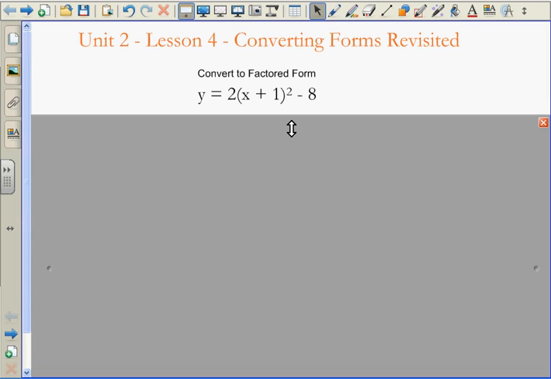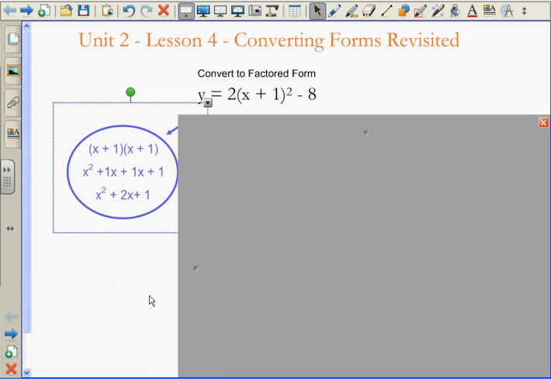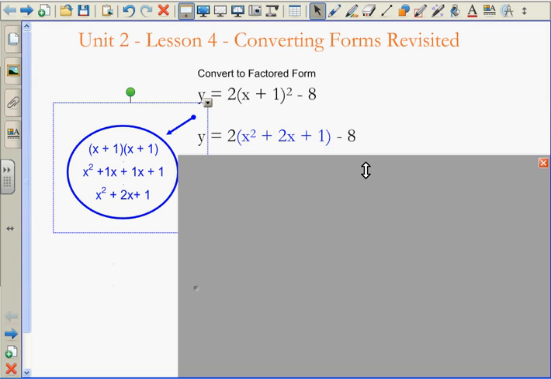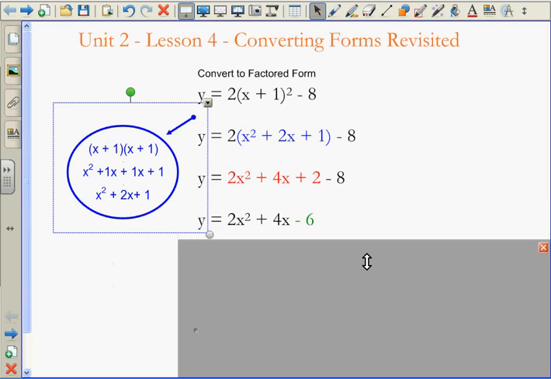And we can do that. One of the things we could do is just multiply it out and go to standard form, since we know we can factor from standard form. So if we did multiply this out, we'd have to start with the x plus 1, right? Multiply all that out. So then we'd have x squared plus 2x plus 1 that we'd be plugging in. And then we distribute the 2 to all those terms. Then we've got our like terms at the end, that positive 2 and negative 8. That'd be our negative 6. And then we'd be ready to factor.